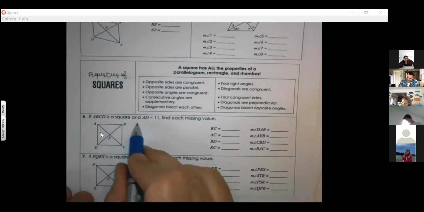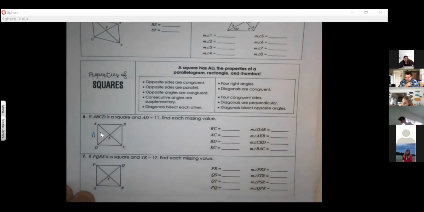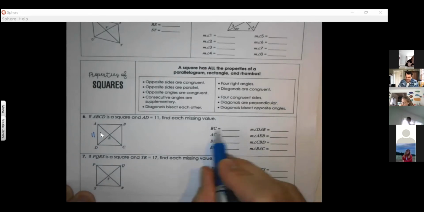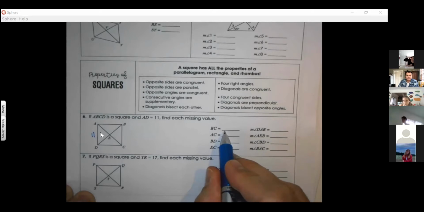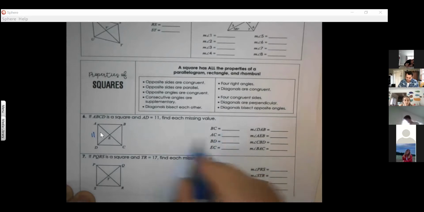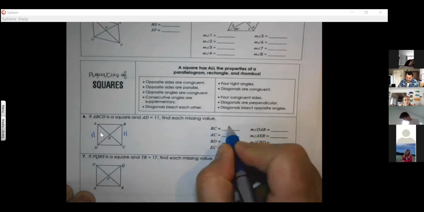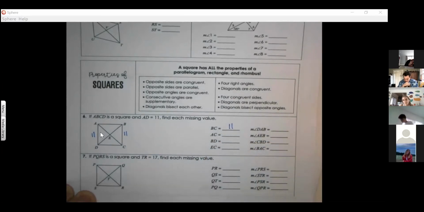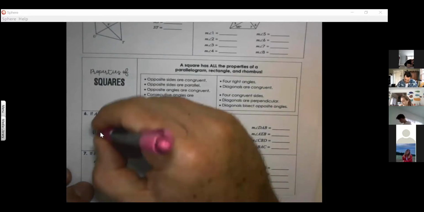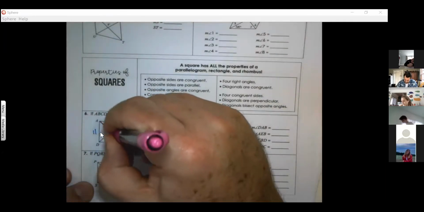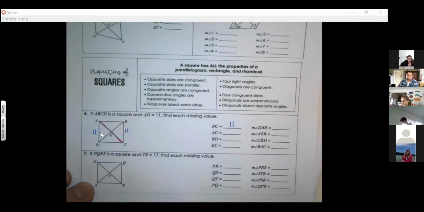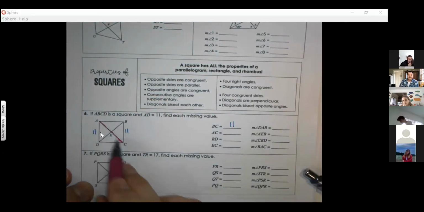So for example, they tell us that AD is 11, and that's all. Well, that's easy for BC, isn't it? How big is BC? 11. 11, that's true because it's a parallelogram. What about AC? How am I going to find AC?